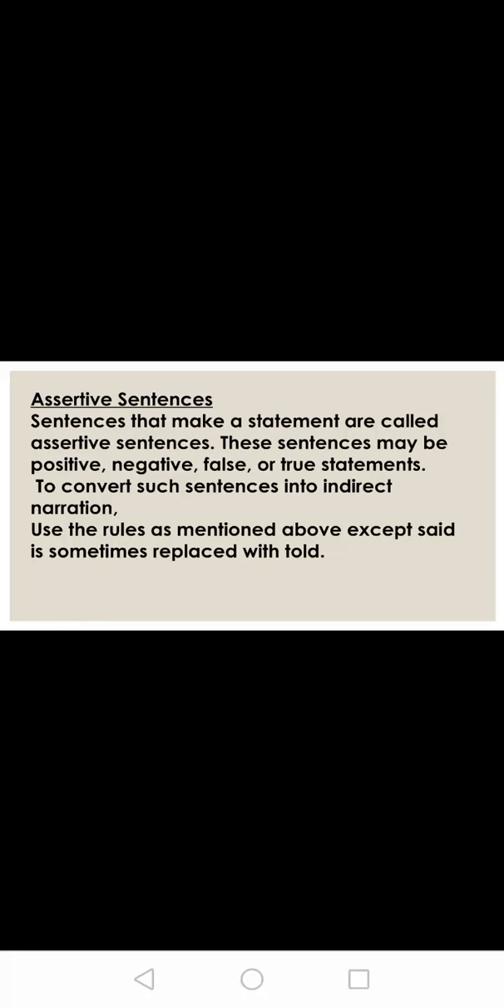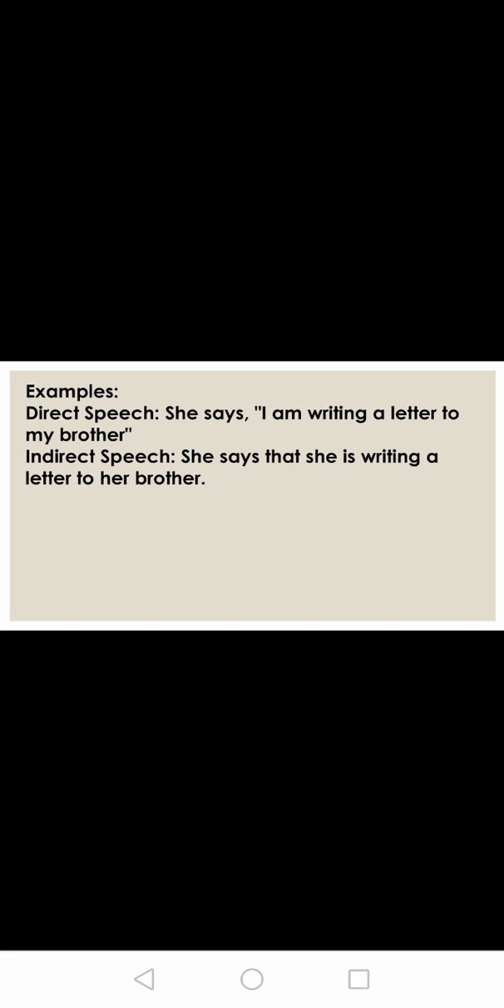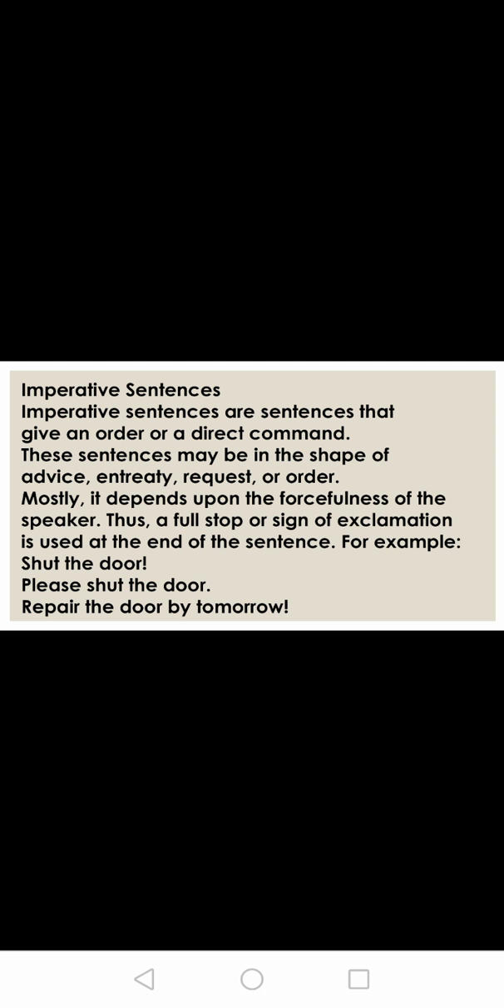Now, whatever simple sentence is there, it may be positive, negative, false, or true. We are going to convert this into indirect speech, and only one thing is going to change. Said will change into told. Let's see the example. Direct speech: She says, I am writing a letter to my brother. Simple sentence. Now indirect speech: She says that she is writing a letter to her brother. Only this much change.